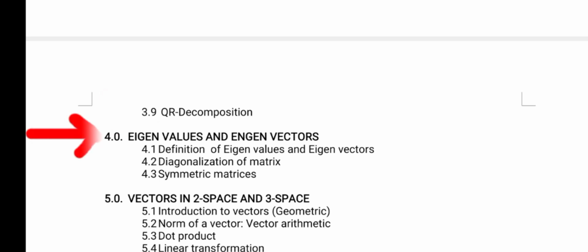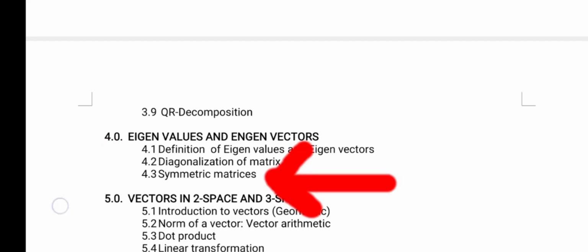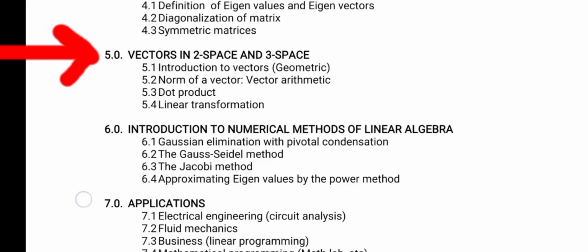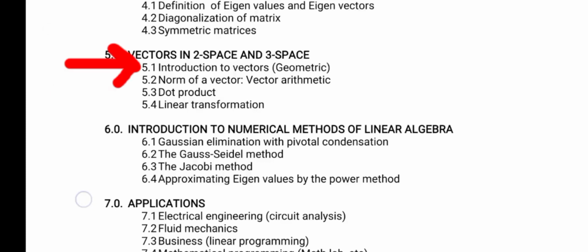In Chapter 4, you study eigenvalues and eigenvectors, where you will have a rigorous definition of eigenvalues and eigenvectors. You study diagonalization of matrices and symmetric matrices. In Chapter 5, you study vectors in 2-space and 3-space, where you study an introduction to vectors using the geometric approach. You discuss the norm of a vector, vector arithmetic, you talk about the dot product, and linear transformations.